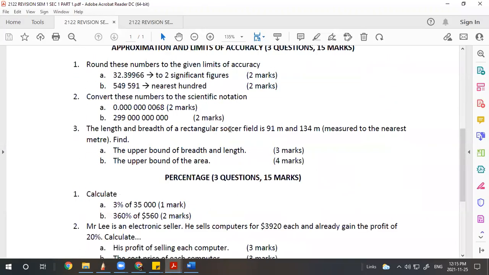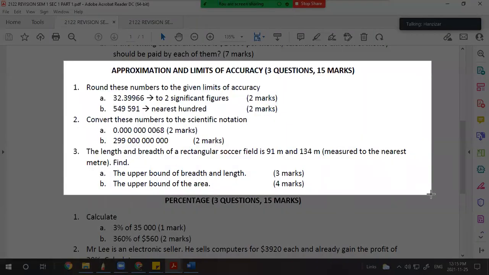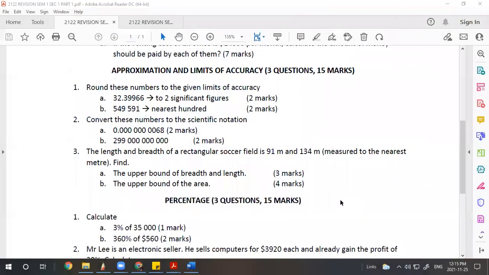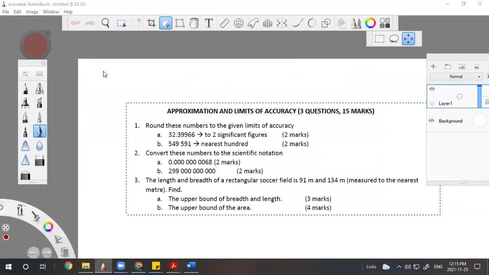Next, bang, piece of cake. This is quite simple. This is simpler because you don't have to do too much calculation. It's simple calculation only. Let's try.